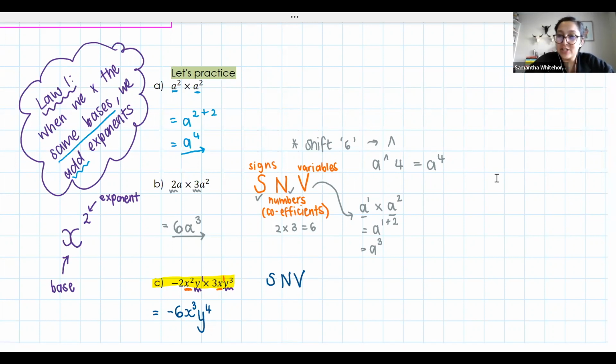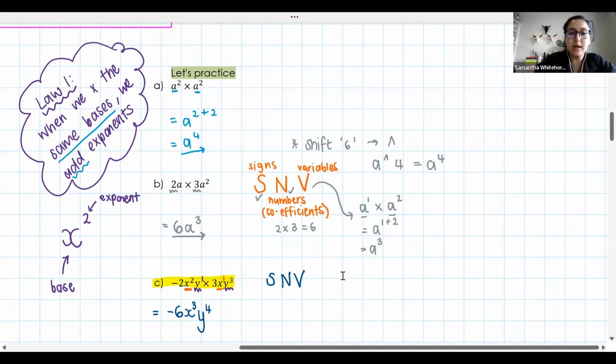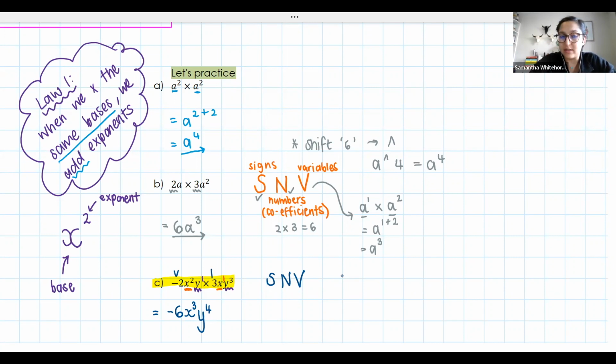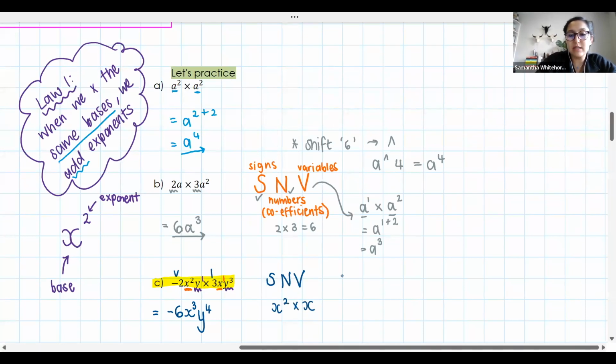All right, guys. So let's just chat about why this is the answer. We need to make sure we understand why. So if we start with signs, we've got a negative times a positive, which means our answer is negative. We then move on to our numbers, 2 times 3, which gave us 6. And then we move on to the variables. Now we've got two groups of variables. We've got the x squared times the x, and then we've got the y times the y cubed.